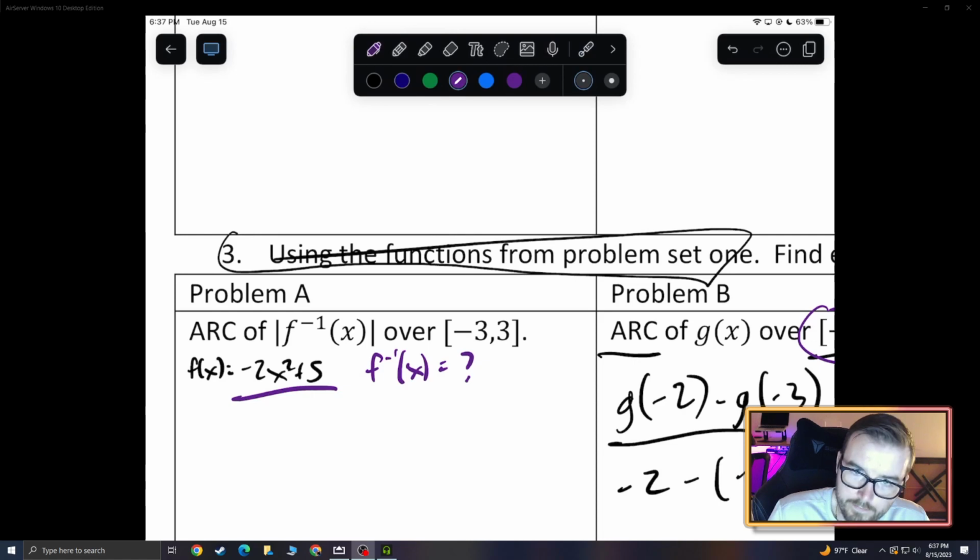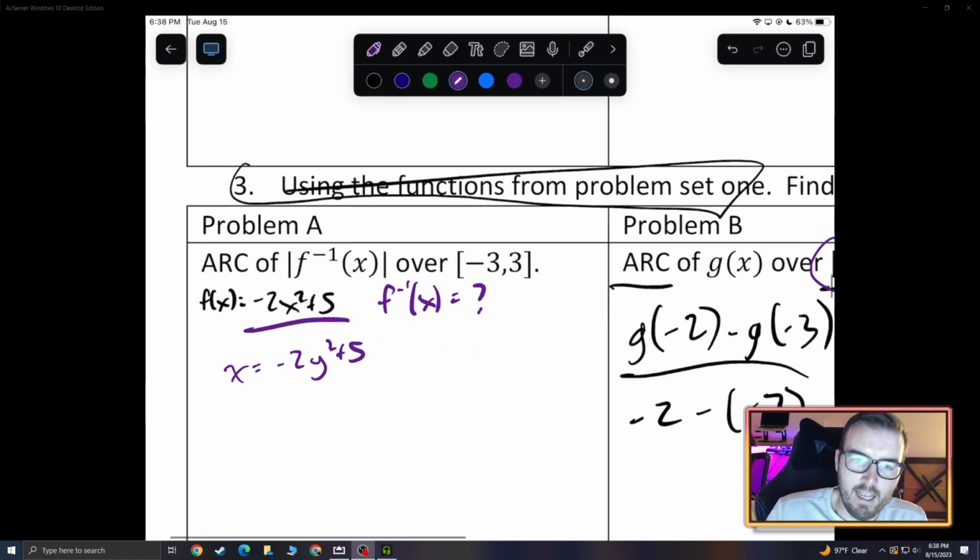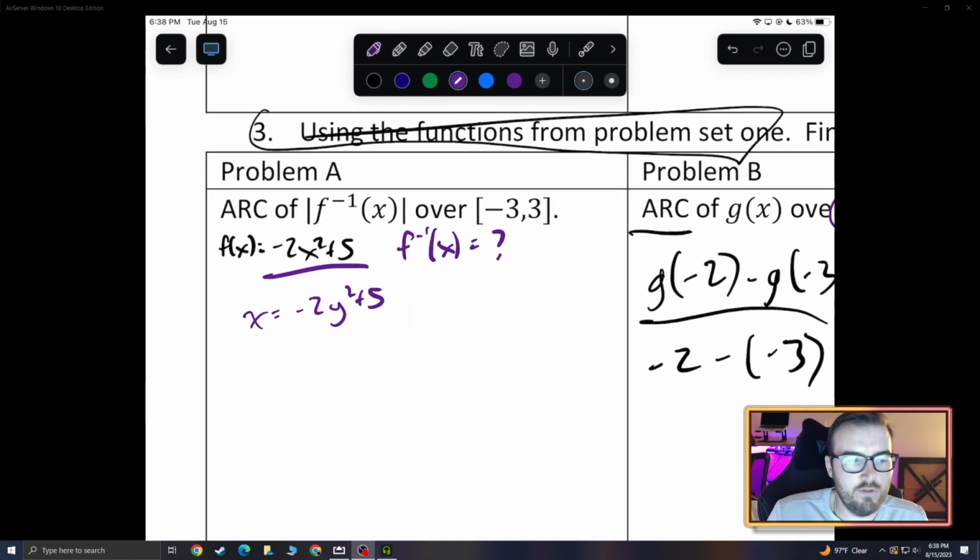Yes, we can. To find the inverse, you take the x and y and you swap them. So instead of writing y equals -2x squared plus 5, I'm instead going to write x equals -2y squared plus 5. I hope that is maybe triggering a memory for you in Algebra 2, that you found an inverse by swapping the x and y. And then you solve for y. How do we solve for y? Just relatively simple algebra steps.